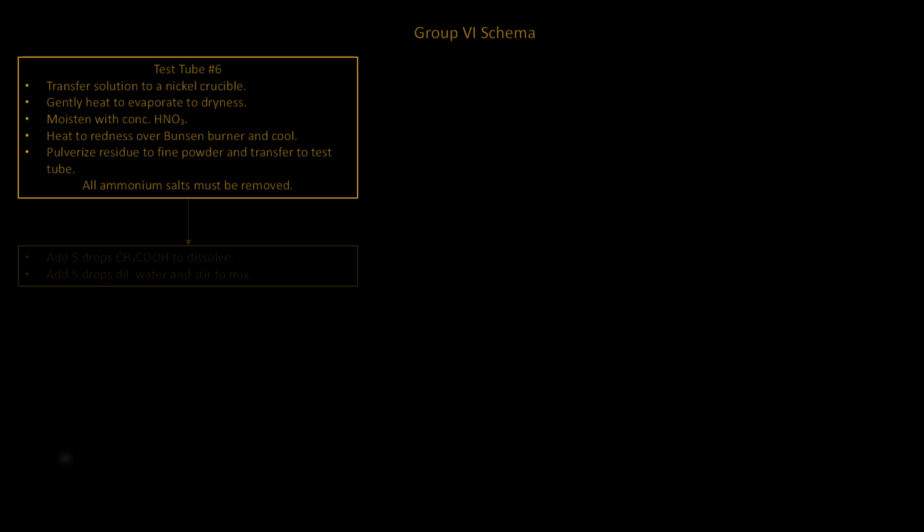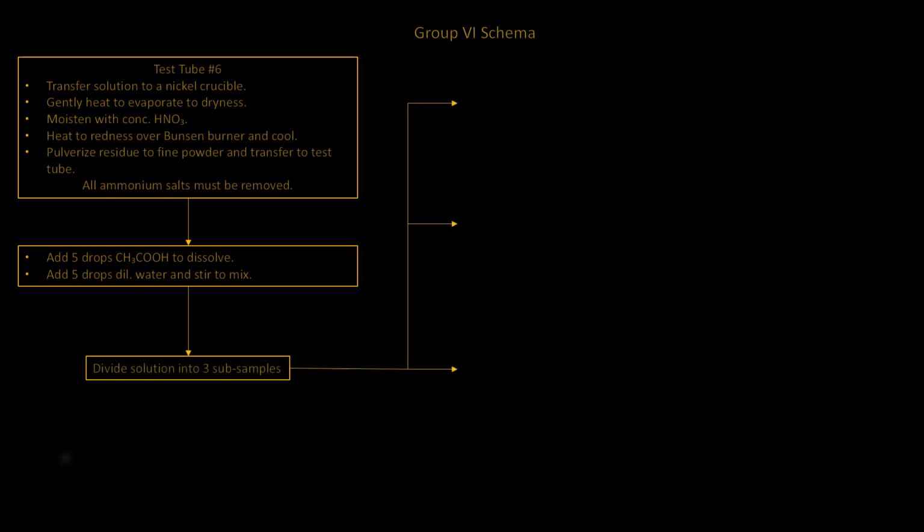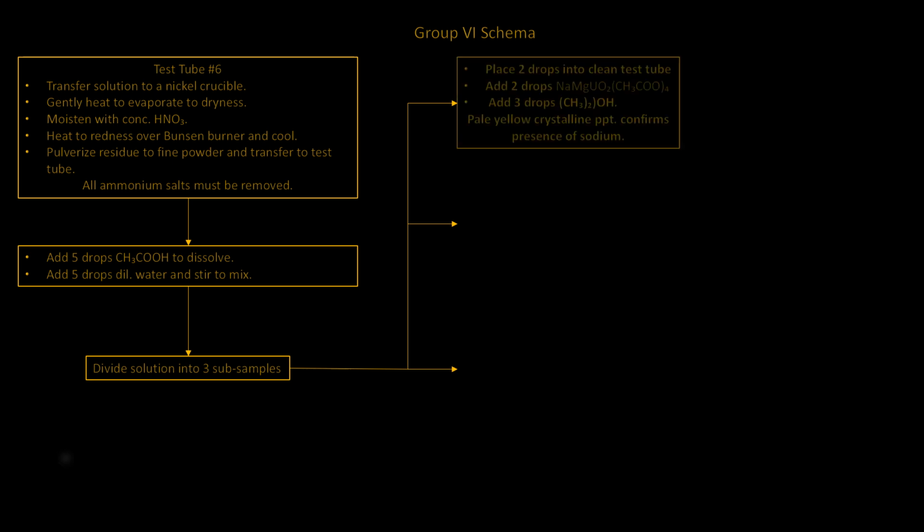5 drops of acetic acid are then added to dissolve the residue along with 5 drops of distilled water. It is then divided into 3 equal portions. From the first portion, 2 drops of the solution, using a pipette or an eyedropper, are placed into a test tube. 2 drops of sodium magnesium uranyl acetate are added, along with 3 drops of alcohol. If a yellow crystalline precipitate forms, it confirms the presence of sodium.